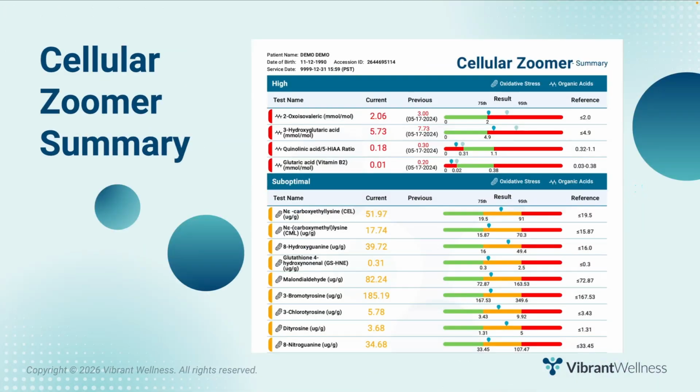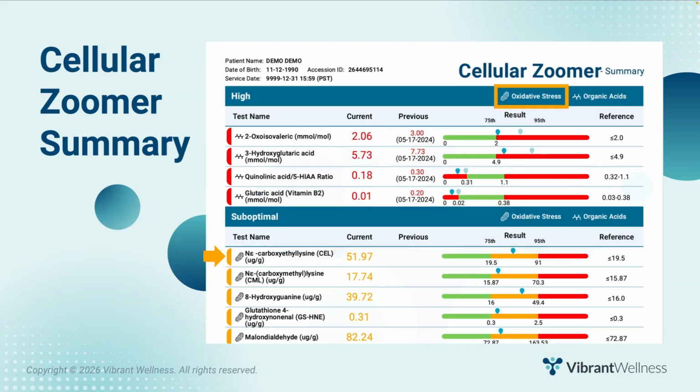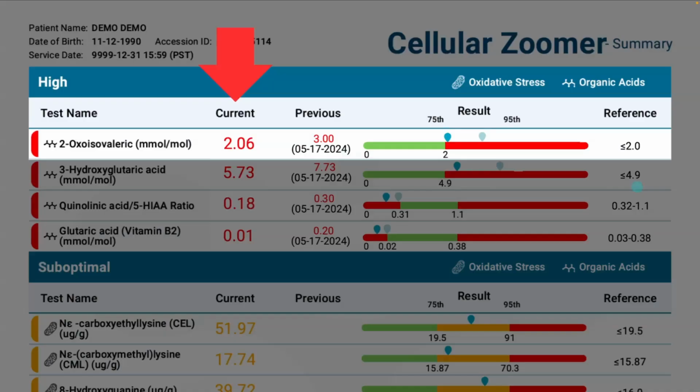The Cellular Zoomer summary shows the elevated and moderately elevated results for both panels combined, including organic acids and oxidative stress markers. The results are reported as both a number and plotted graphically so you can visually see how high or low your patient's results are. When you order a repeat Cellular Zoomer on the same patient, current results are indicated by a dark blue pin, and previous results are indicated by a light blue pin. In this example, the patient's level of 2-oxoisovaleric acid decreased from 3.0 to 2.06.